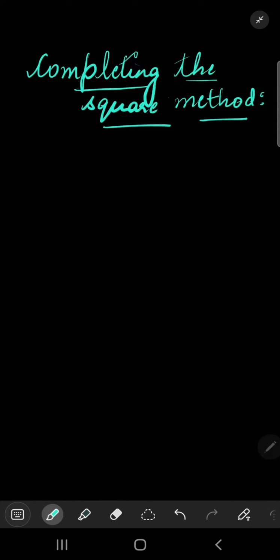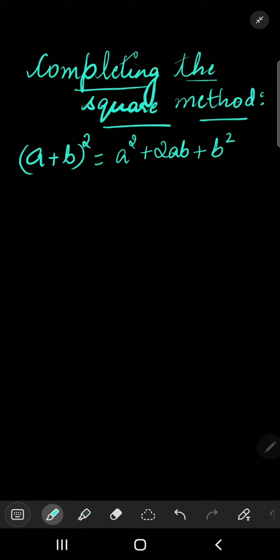Now in this method, the previous knowledge which we need is the two formulae: a plus b the whole square, which is equal to a square plus 2ab plus b square, and the next one is a minus b the whole square, which is equal to a square minus 2ab plus b square. So this method requires these two formulae. Depending upon the sign of the coefficient of x, we have to use a plus b the whole square or a minus b the whole square.